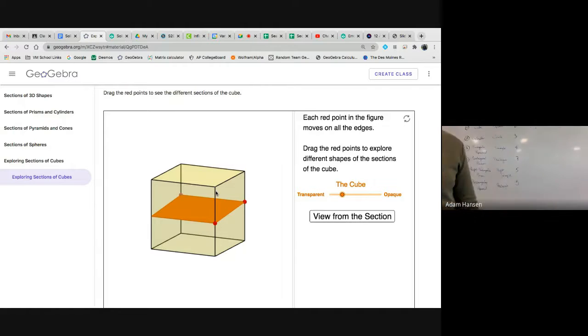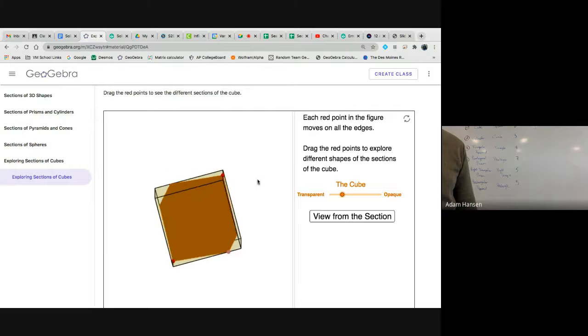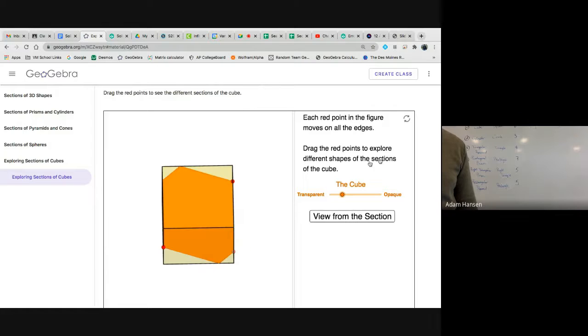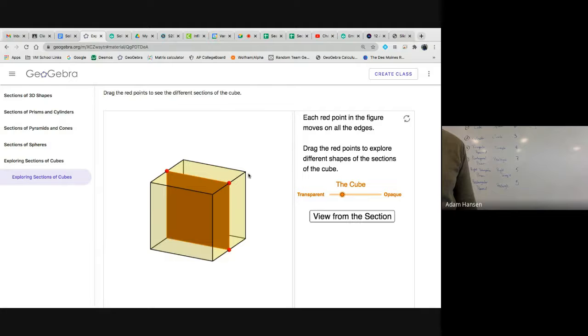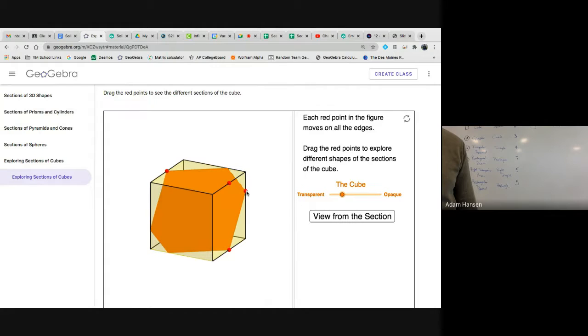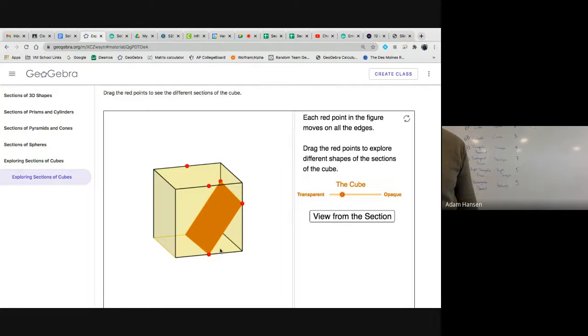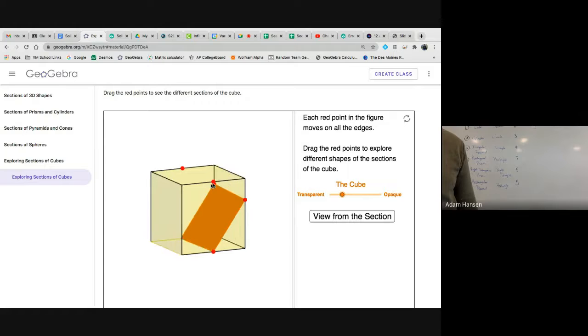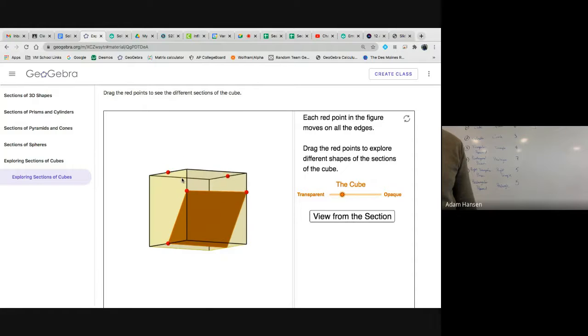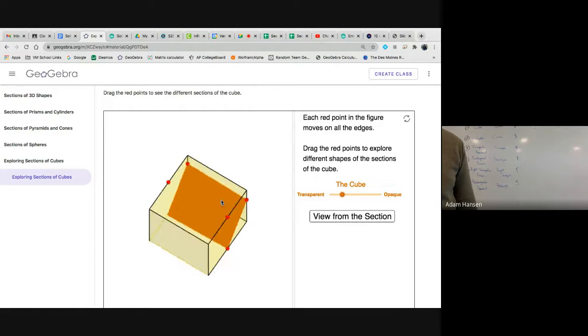How about diagonal? If I move these points around and slice it diagonal to one of the sides, this one actually has lots of different answers. Diagonally speaking, you could create lots of different cross sections. Here's an example of one of them. Let me restart here. What shape is this? It's kind of like a rectangle to me.